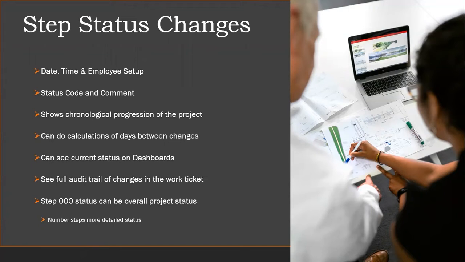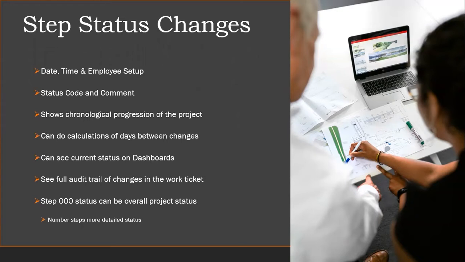Step status changes can be very helpful in a project. When a status is changed on a step, it date and time stamps it, and also notes what employee made that change. We're able to pick the new status code and enter in a comment related to it. So this helps us see the chronological progression of the project, and then we can also see how much time it takes between the different status changes within the project.